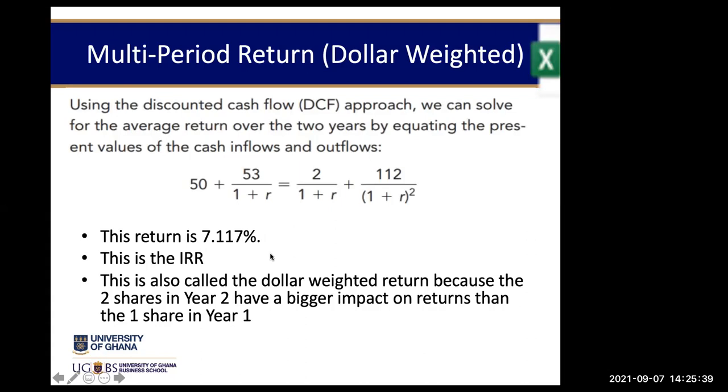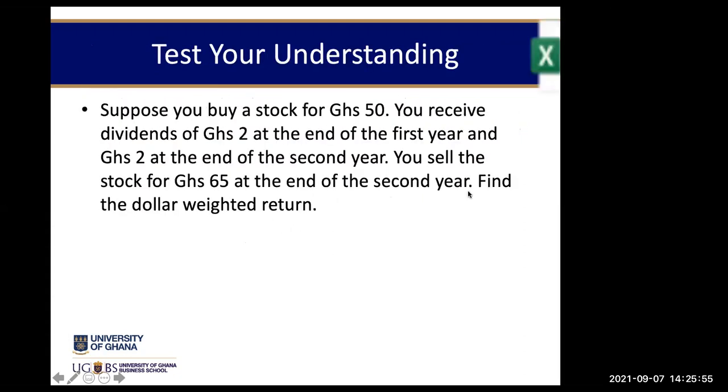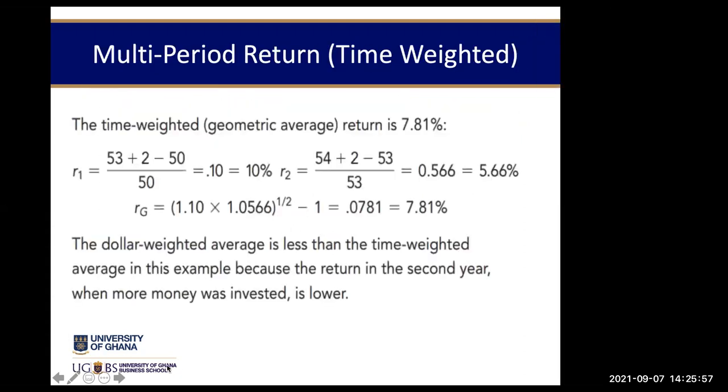Does that make sense? Okay, so in years in which we invest more money, and the returns are lower, obviously, that drags our dollar weighted return down. Okay, that's the main point that I'm making. Any questions so far?